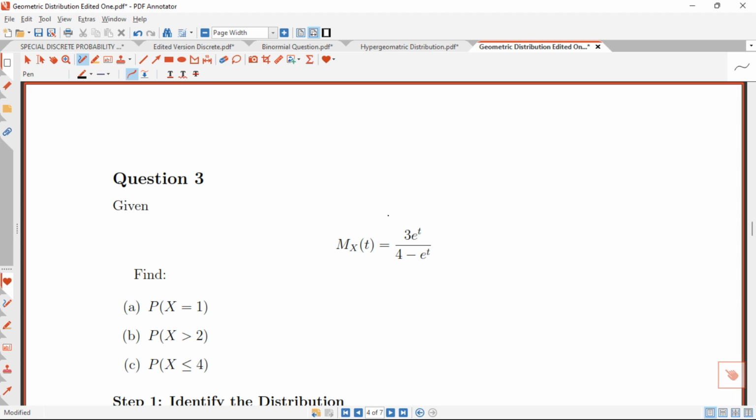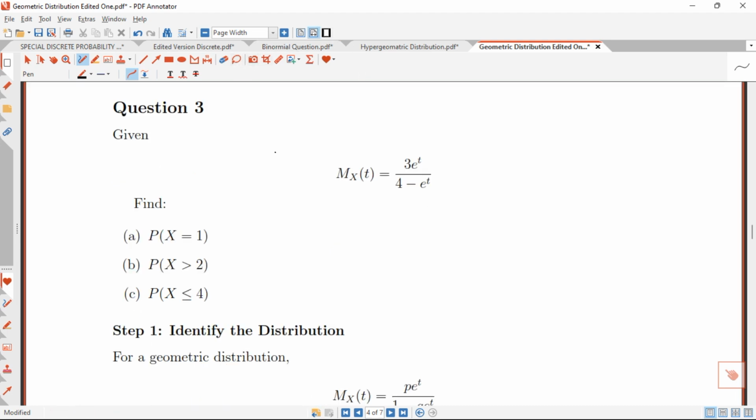And then our question 3 says, given a moment generating function 3 e raised to the power t divided by 4 minus e raised to the power t, right? We should find the probability that X is equal to 1, the probability that X is greater than 2, and the probability that X is less than or equal to 4.